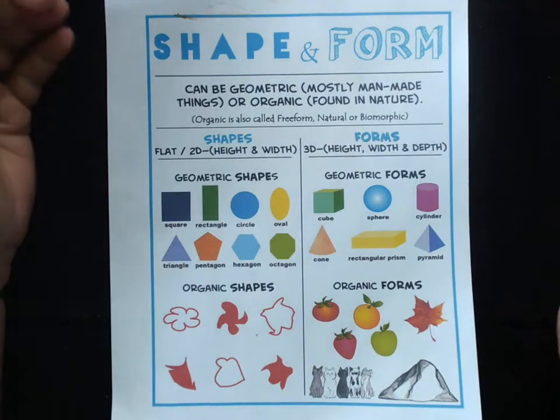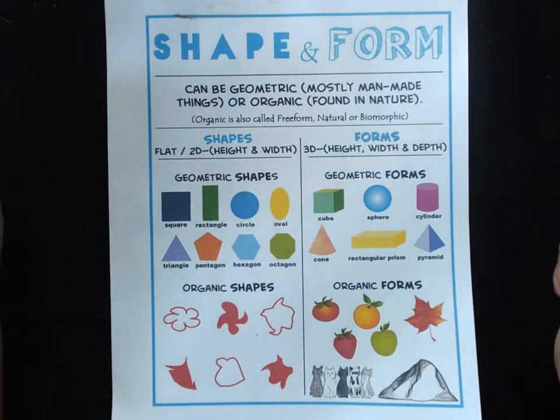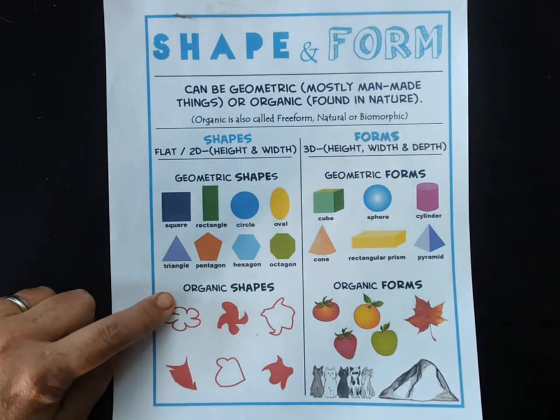Hi guys, what I wanted to talk to you about today is shape. There's a couple of different shape families. One of them is geometric shapes and the other is organic shapes. So we're going to talk about the difference between those.